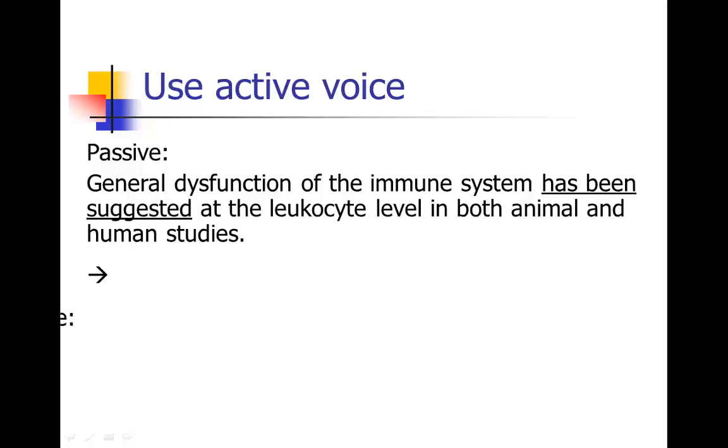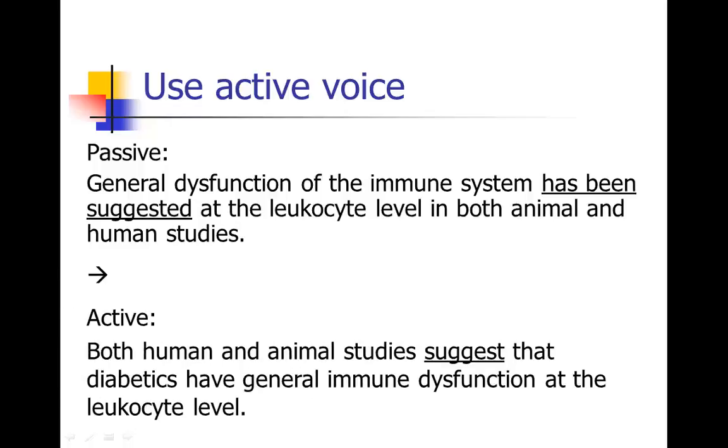So we would say, both human and animal studies suggest that diabetics have general immune dysfunction at the leukocyte level. And notice that when I wrote it in the active voice, I added this word, diabetics. It actually kind of forced me to be a little less ambiguous. And the active voice often forces you to be more specific about what you're talking about. So I've now put that one into the active voice. It's the studies that are suggesting this finding. And I actually had to give it a little bit more specificity there. It's this particular finding in diabetics.